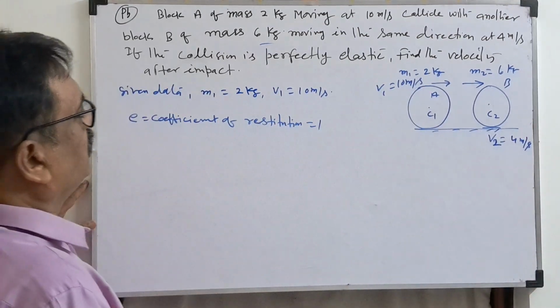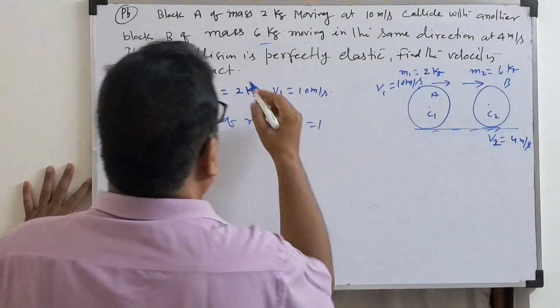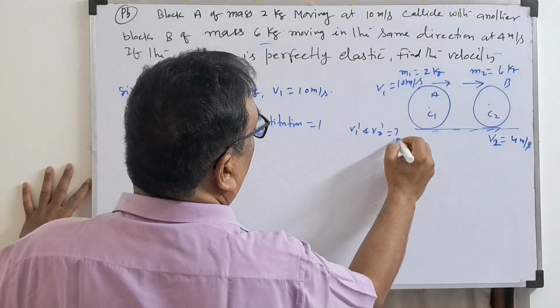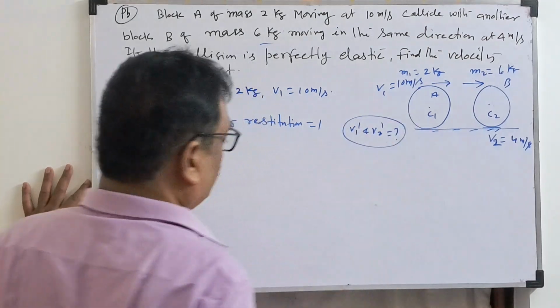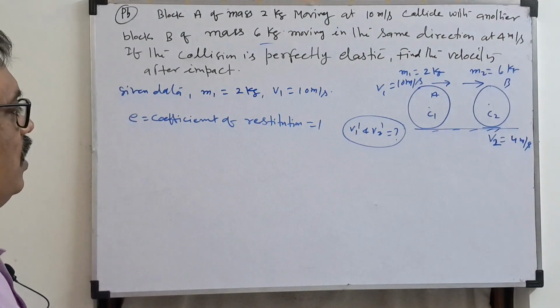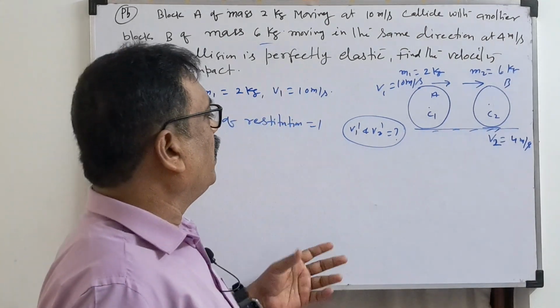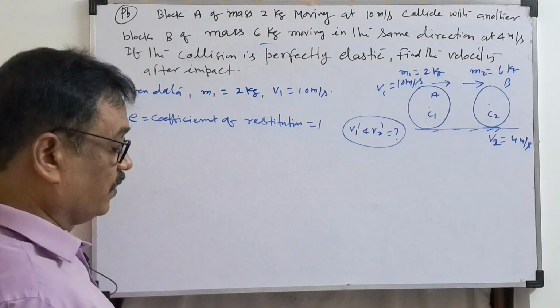Now how to solve this? They are asking to find the velocity after impact, so V1 dash and V2 dash are what we want. This is the question they are asking. You already know two formulas we can utilize: conservation of momentum and coefficient of restitution.